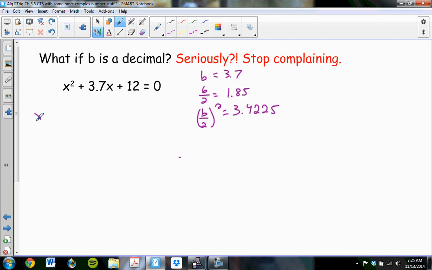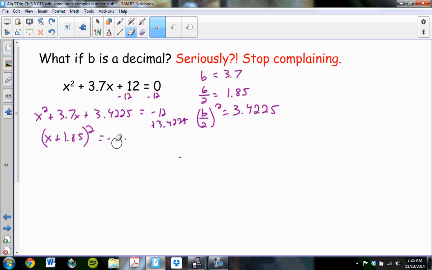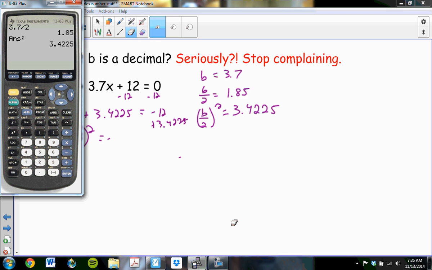So I get that x² + 3.7x + 3.4225 = -12. I subtracted 12 from both sides. Left side can factor into (x + 1.85)² = -12. Oops, I forgot to do my plus 3.4225. So this should be negative 12 plus my previous answer: -8.5775.